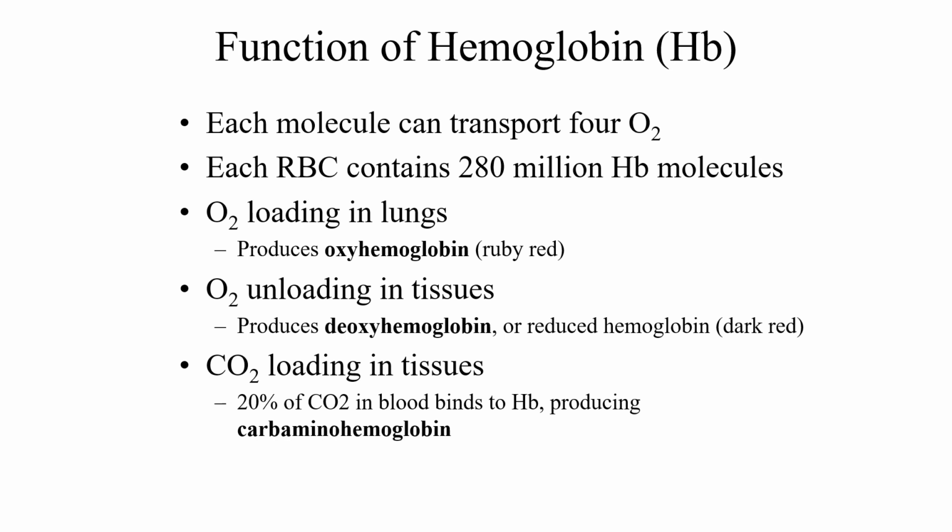Now, at the level of the tissues, when we are unloading oxygen, we're going to be loading carbon dioxide onto the hemoglobin molecules to bring carbon dioxide back to the lungs to be removed from the body. So 20% of the carbon dioxide in the blood is going to bind to hemoglobin, producing what is called carbaminohemoglobin. Okay, carbaminohemoglobin.